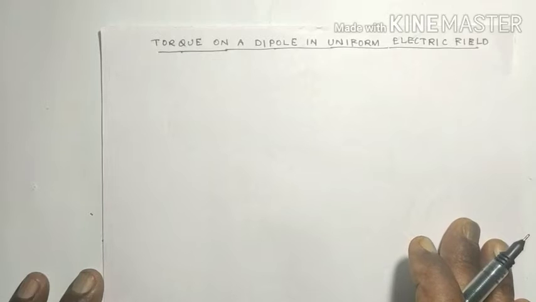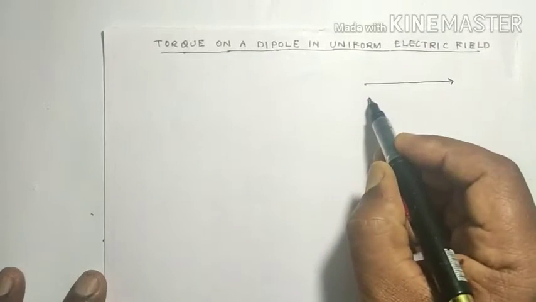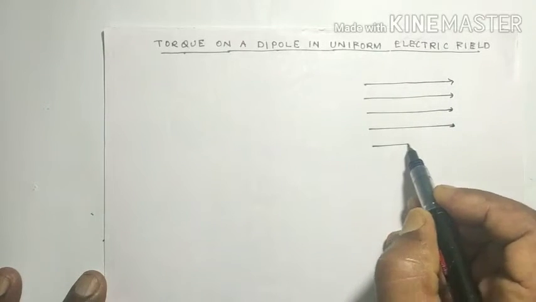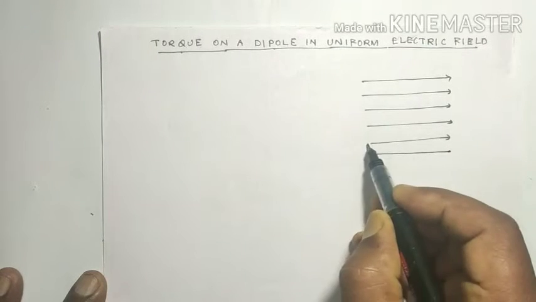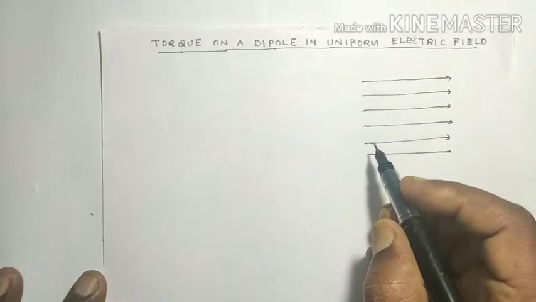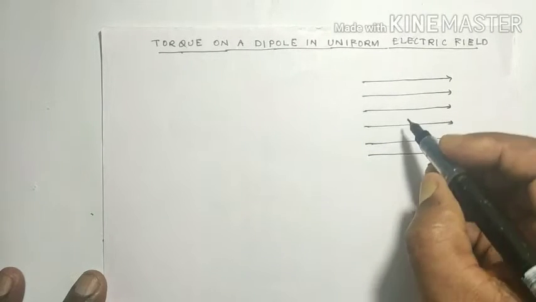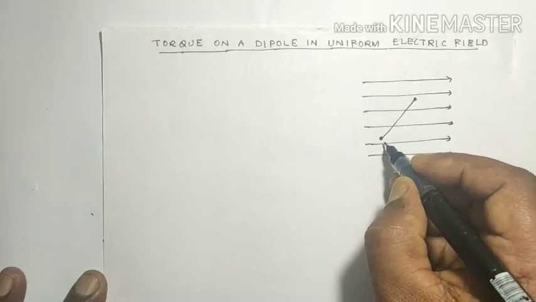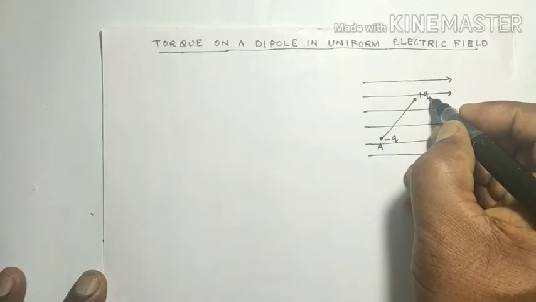Next, we discuss torque on a dipole placed in uniform electric field. Uniform electric field is represented by the parallel straight lines which are equispaced. Consider a permanent dipole of dipole moment p vector. Charge minus q is located at A and charge plus q is located at B.